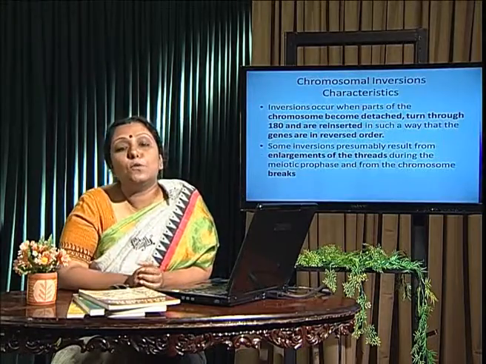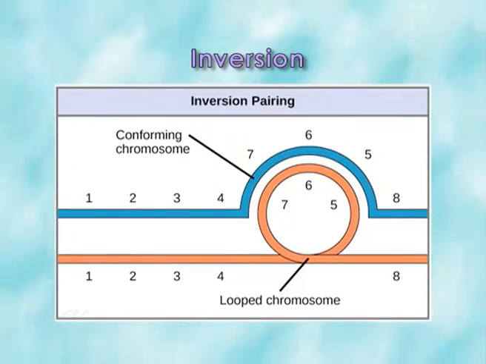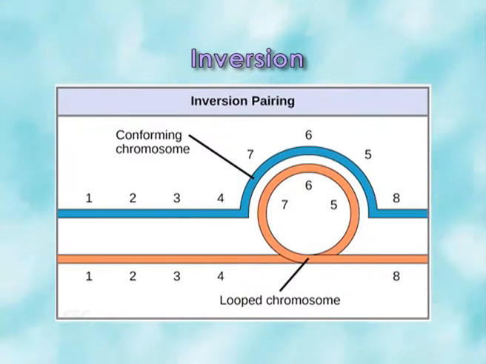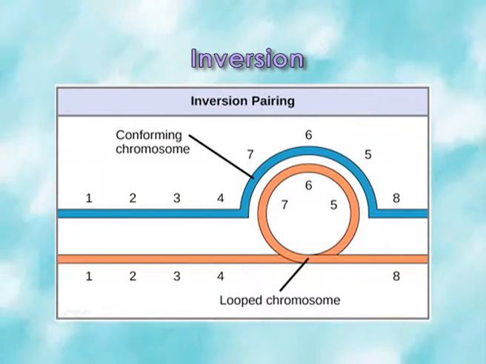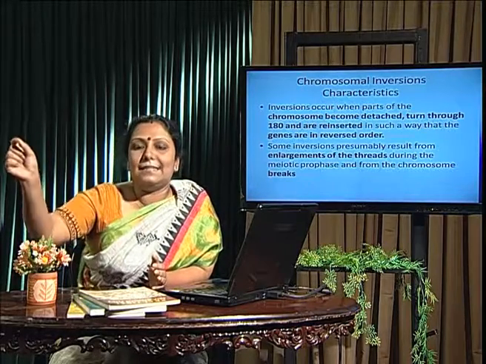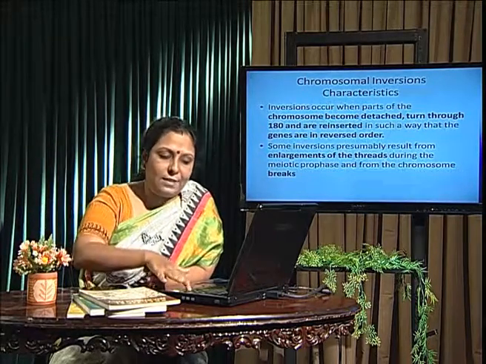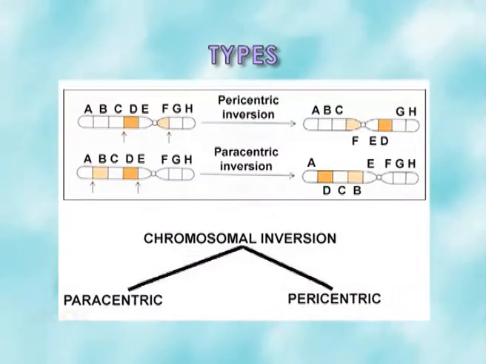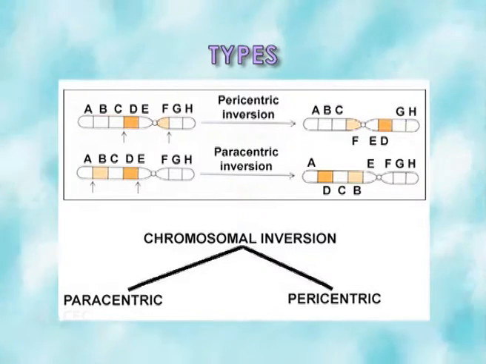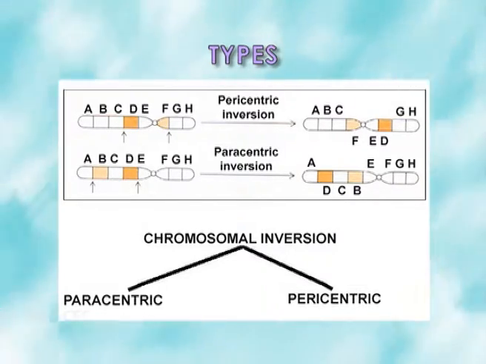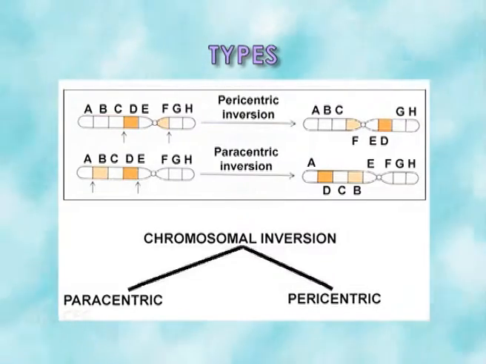Next, chromosomal inversion. Some portion of the chromosome is detached, inverted by 180 degrees, and reinserted in reverse orientation. This can increase the threat of mutation and breakage as well. Types may be paracentric, not including the centromere, or pericentric, including the centromere. In both cases, they suppress crossover and give rise to new gene orientation.